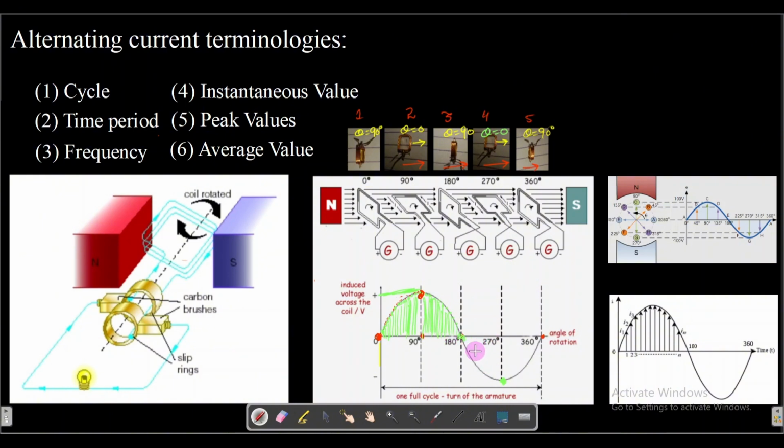Now, according to Fleming's right hand rule, beyond this 180 degrees there will still be an increase in the induced EMF per degree, but that increase is on the negative side.